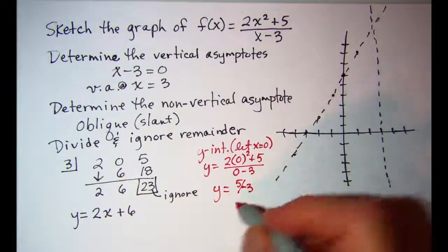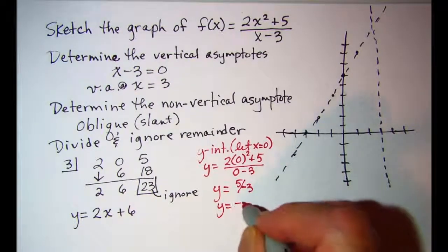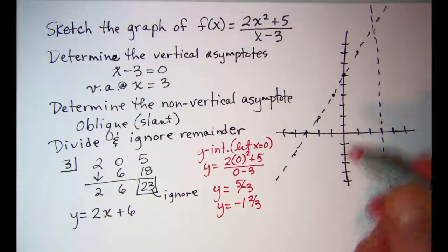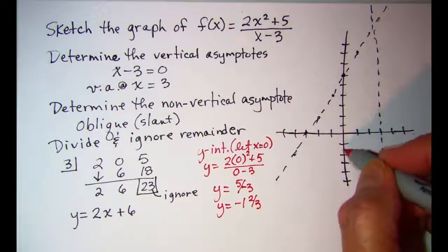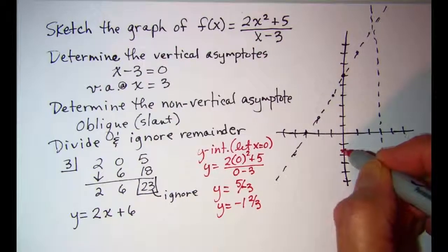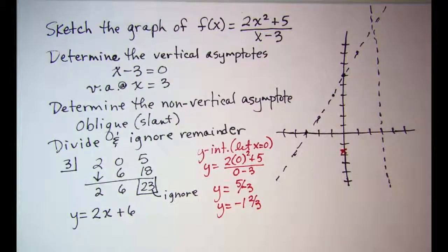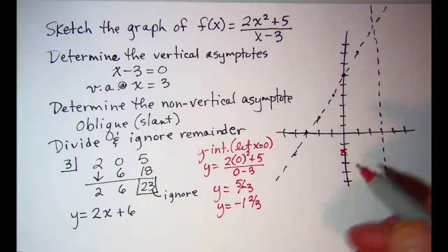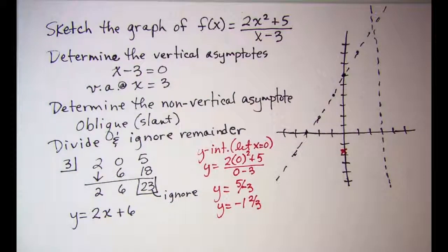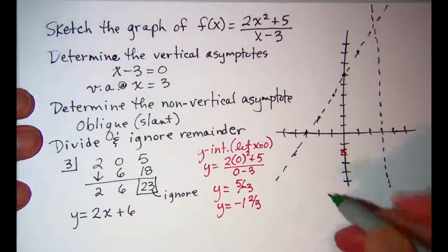This is negative 1 2/3. So negative 1 2/3 is where my graph is going to cut the y-axis. I can find x-intercepts. Do that down here.